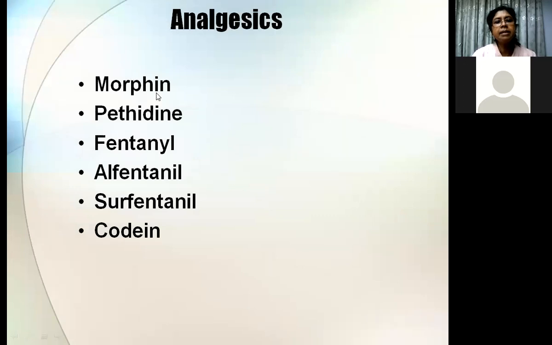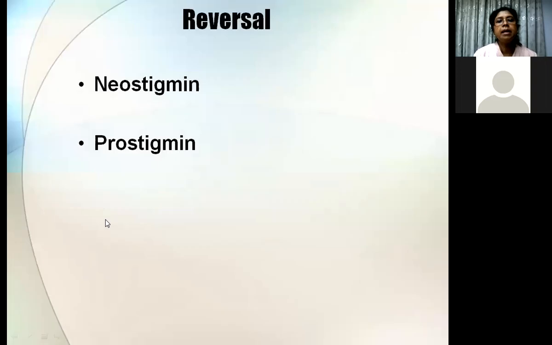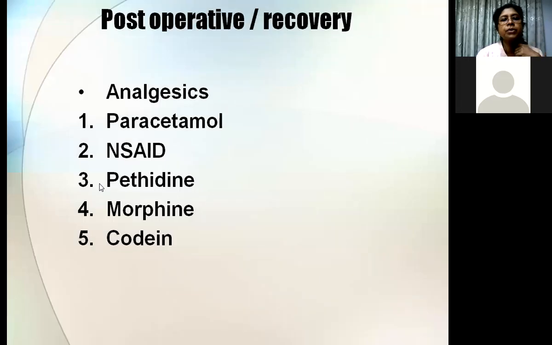So the analgesics we use during anesthesia are morphine, pethidine, fentanyl, and also we have alfentanil, sufentanil, and codeine, which are IV agents. The reversal is where we reverse the paralytic effect, and neostigmine and prostigmine are the drugs that we use for those.